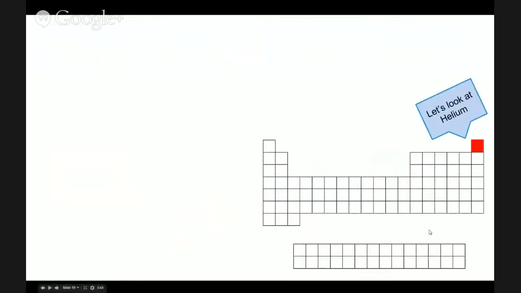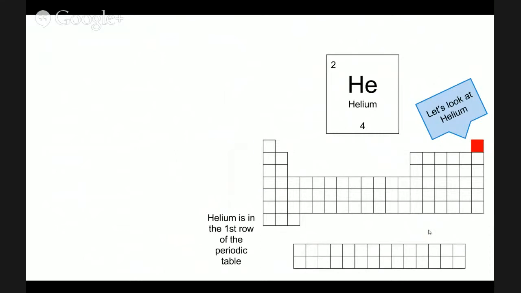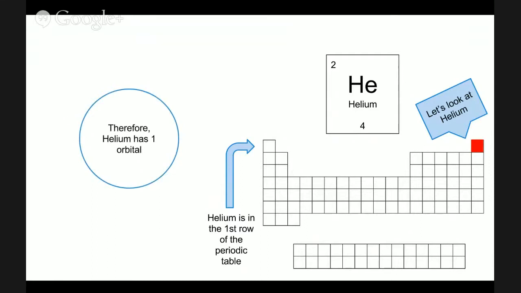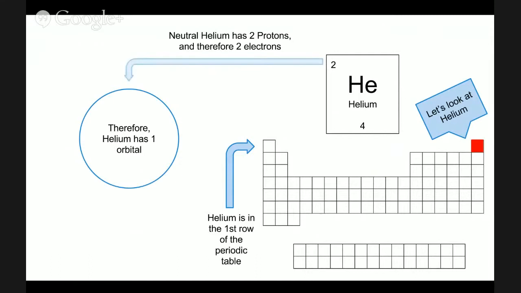So let's start here with helium. If we look on the periodic table, this is the information that we get. What can we pull from that? Well, helium is in the first row of the periodic table. Therefore, there's one orbital. Looking at it, we know that helium is made of two protons, and therefore, because it's neutrally charged, it has two electrons. Because it's on the first row, we're going to put both of those electrons on the first orbital. And that's it. We're done.